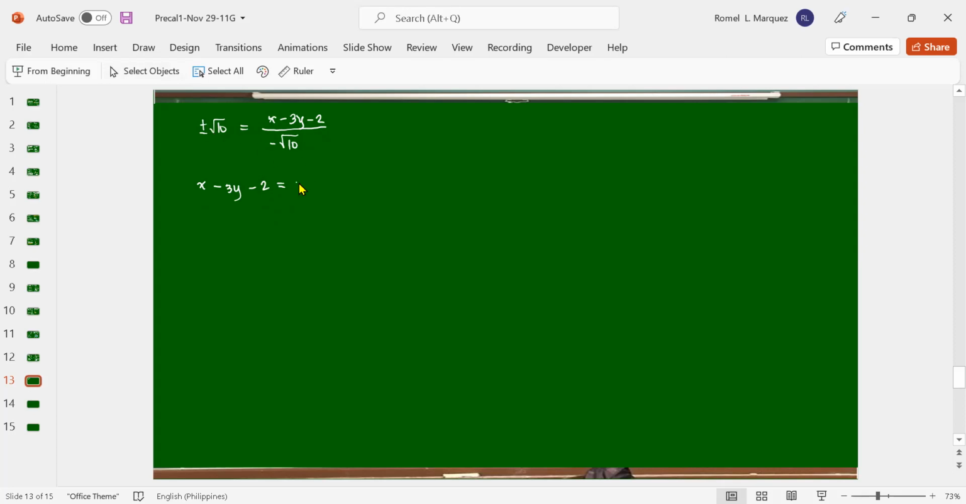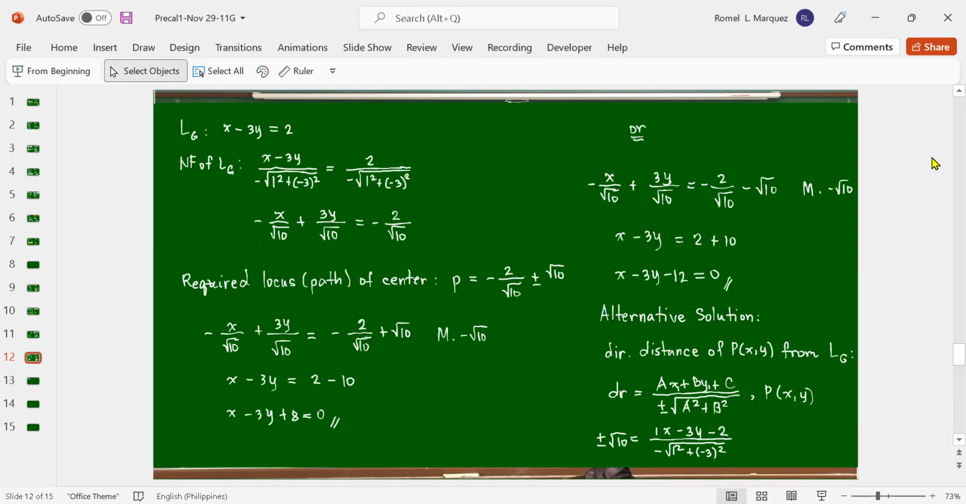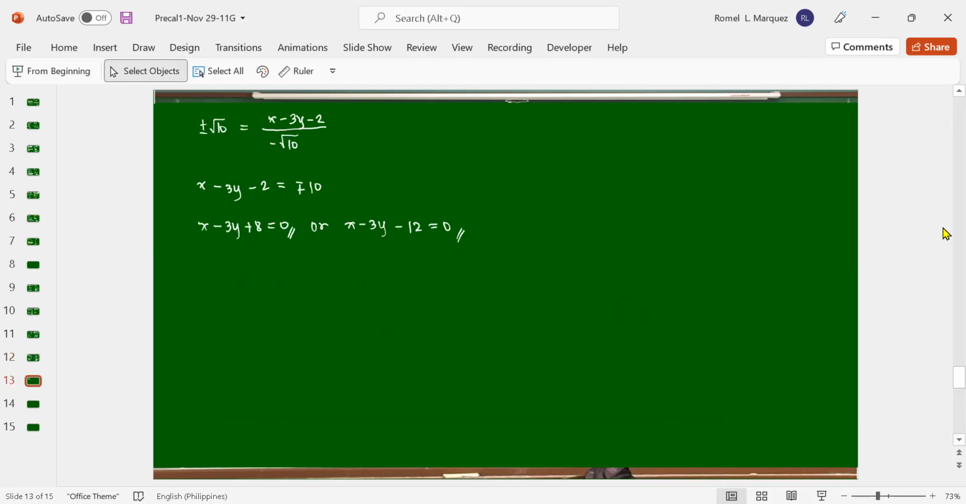So simplifying further, x minus 3y minus 2 equals, this is negative, positive, 10. So x minus 3y, if you have minus, so plus here, plus 10 minus 2, plus 8 equal to 0, or x minus 3y, then minus 12 equal to 0. Okay? So notice that we get the same answers, plus 8 and minus 12.